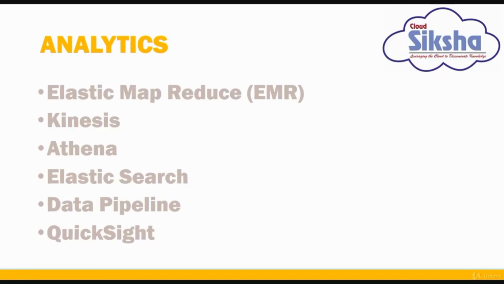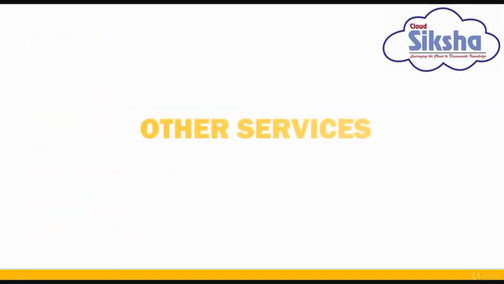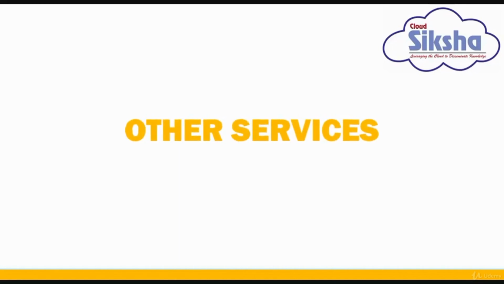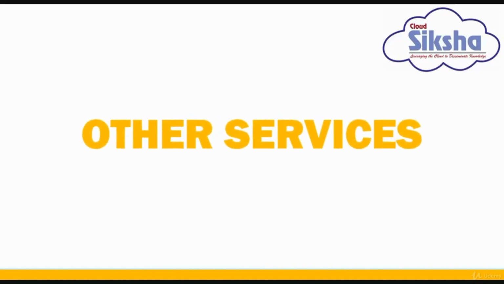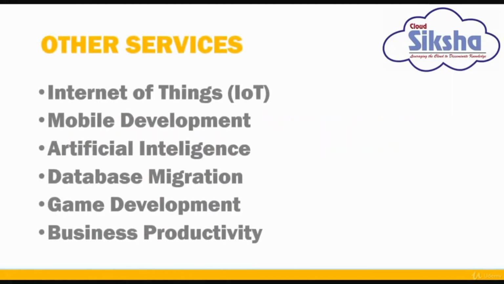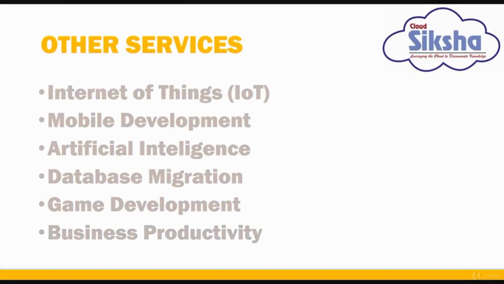There are other services as well, where I just quickly mention the names of the services, but I'm not going to go deeper into them because these are all very specialized services. The services include Internet of Things based services, services for mobile development, services for developing artificial intelligence, or to migrate your databases, to develop games, etc., or increase your productivity, and so on. So these are the range of services that you get from Amazon.